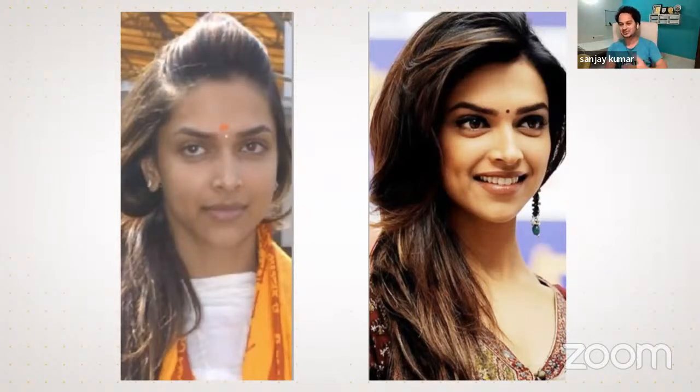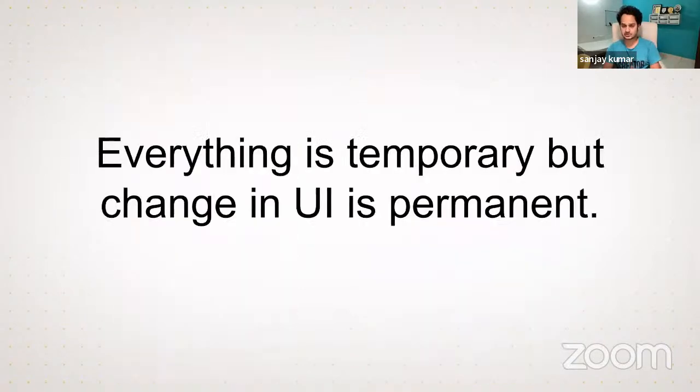So UI change is always required. No matter what kind of testing you do, whenever we push changes to production, we at least do one round of UI testing. No matter how much API testing or backend testing we do, we at least do one round of sanity testing. In fact, whenever I push selectors to production, I make sure I check that the UI is working fine. So everything is temporary, but change in UI is permanent.